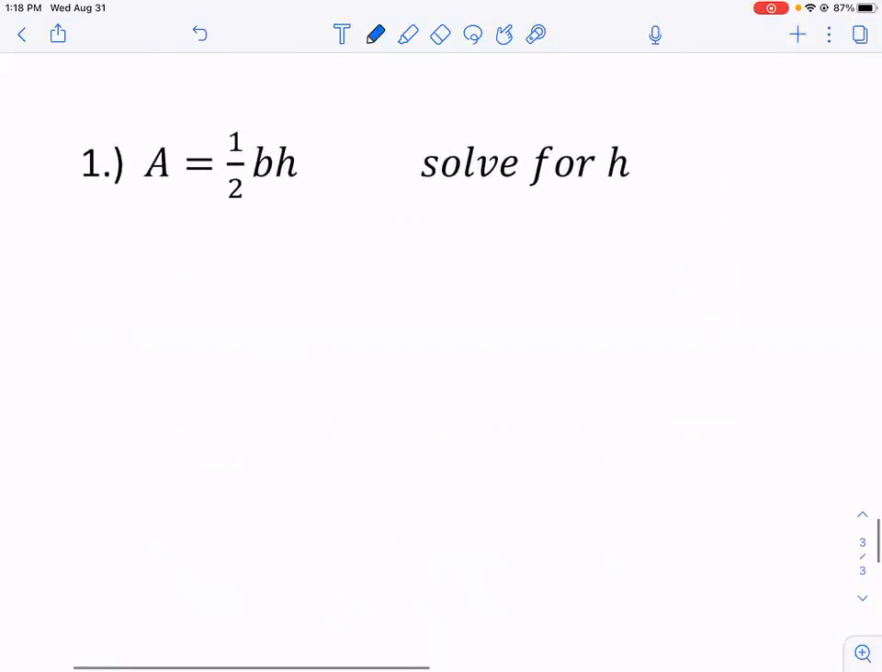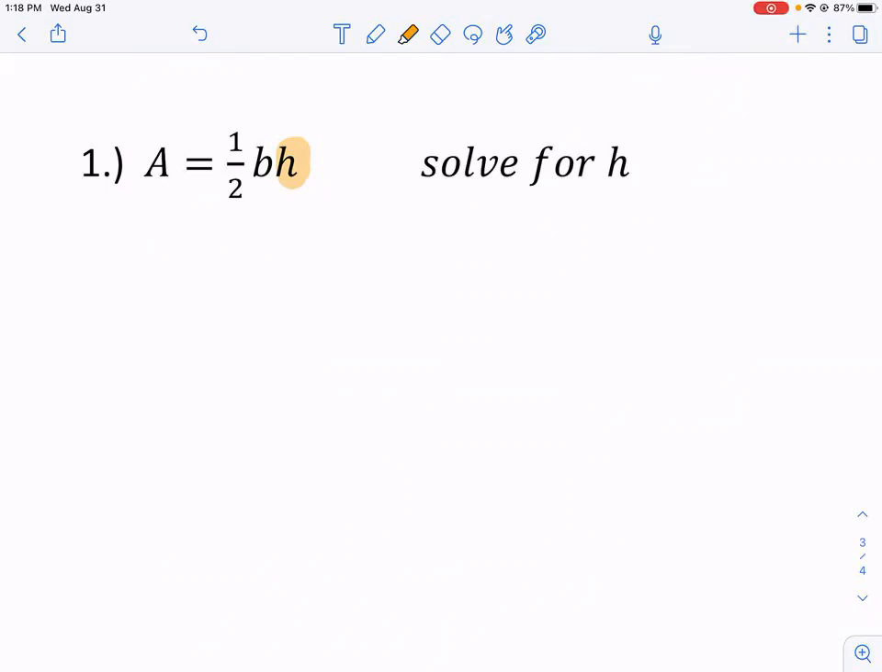All right, so let's look at number one, the area for a triangle. Okay. Let's go ahead and solve for H. 1/2 times B times H. All three of those items are being multiplied together. That fraction, I'm just kind of done with it. How do I get rid of that fraction? Multiply by?